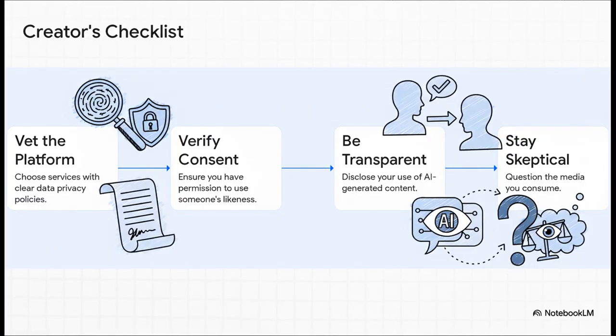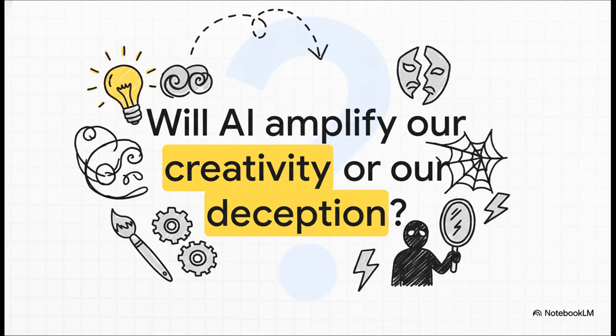So what can you actually do? Well, the key isn't to be afraid of the technology. It's about approaching it with your eyes open, with a healthy dose of critical thinking. First, before you use any service, vet its privacy policy. Always make sure you have consent to use someone's likeness. Think about being transparent with your audience when you use AI. And maybe most important of all, as a consumer of media, stay skeptical. And this stuff is getting more powerful by the day, literally every single day.